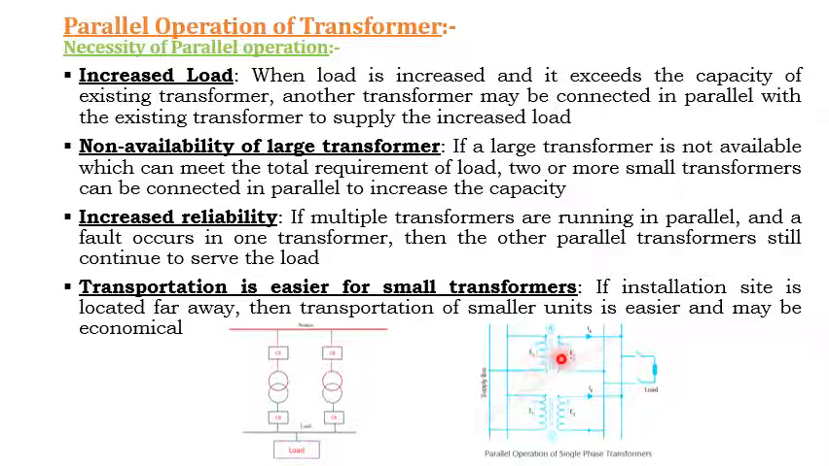Here also it is shown: this is transformer A, this is transformer B. The primary windings of both are connected to the common supply bus, and the secondaries of both transformers are connected to the common load.